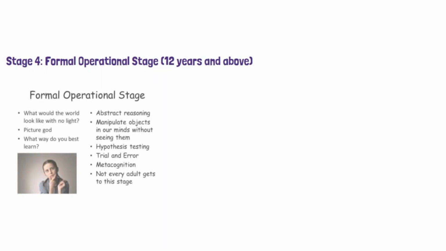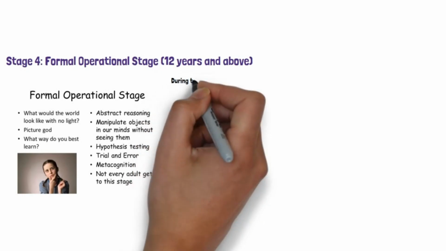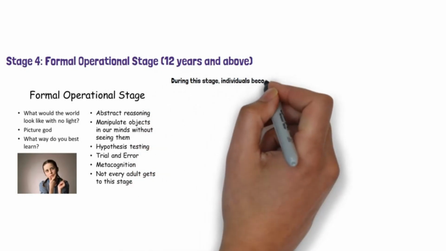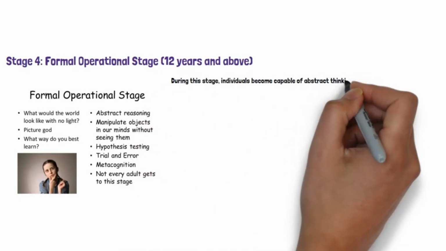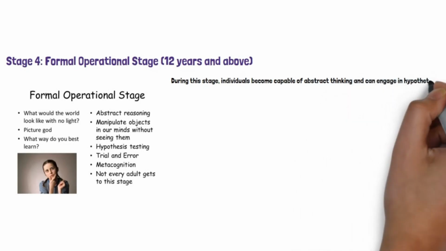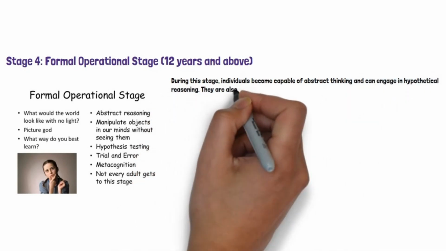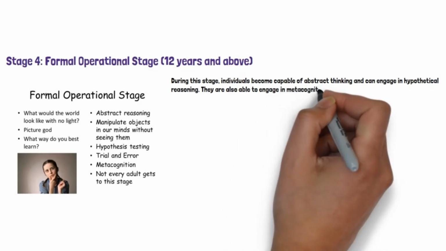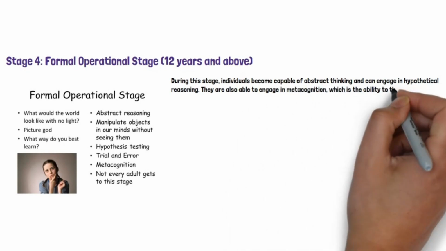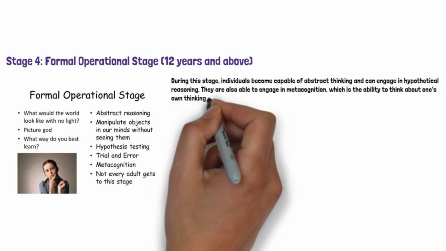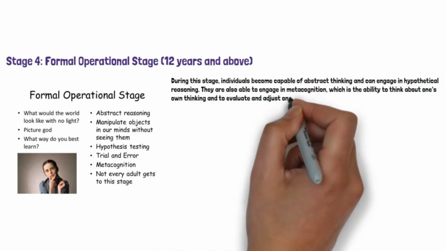Stage 4, Formal operational stage, 12 years and above. During this stage, individuals become capable of abstract thinking and can engage in hypothetical reasoning. They are also able to engage in metacognition, which is the ability to think about one's own thinking and to evaluate and adjust one's own mental process. Individuals are able to think more systematically and logically than in earlier stages.